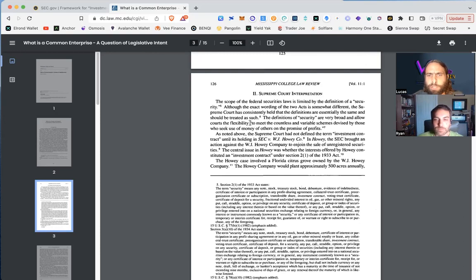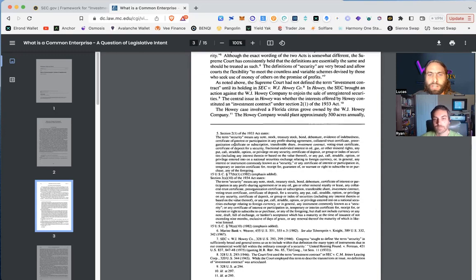Okay, so moving on, to meet the countless and variable schemes devised by those who seek use of money of others on the promise of profits. So the idea is that that's a security. That's a security, correct. And of course, if digital assets fail the money test, then what we're really talking about is a new, highly risky, volatile arena where internally digital assets have been created to allow for the incentivization of development and growth. But the idea that anyone seeking Algorand or Bitcoin or Ethereum is seeking money is not the same thing. So it's very important to understand, again, the difference between digital assets and money. And we're going to get into the promise of profits.